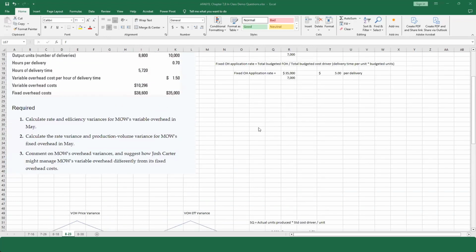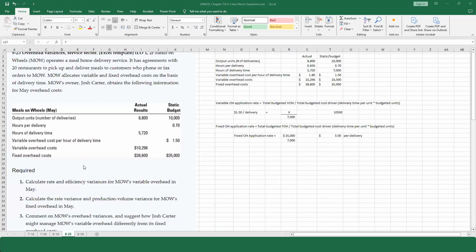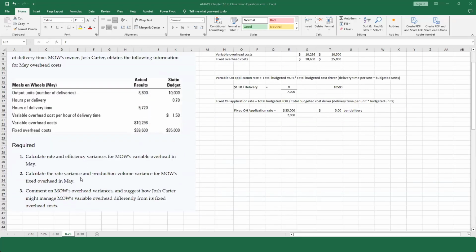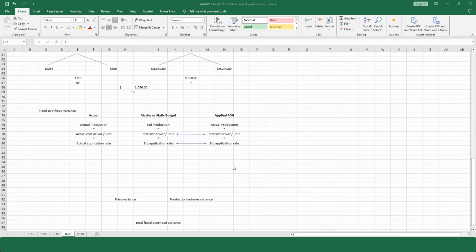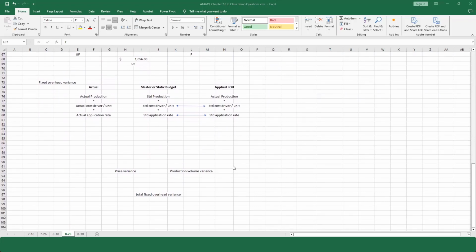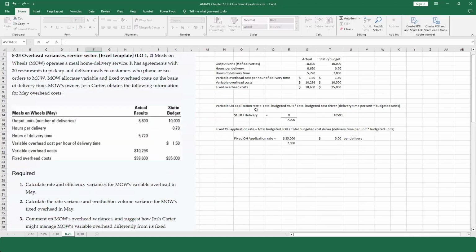All right, so we're now going to go up here and it says, what's our next thing? Calculate the rate variance and the production volume variance for the fixed overhead for May. So we're going to use the column approach because we can't do anything else but the column approach. That's the only thing that works with the fixed overhead. I need to know what was the total fixed overhead. I actually have this piece of information. So I'm going to get the total fixed overhead actual.